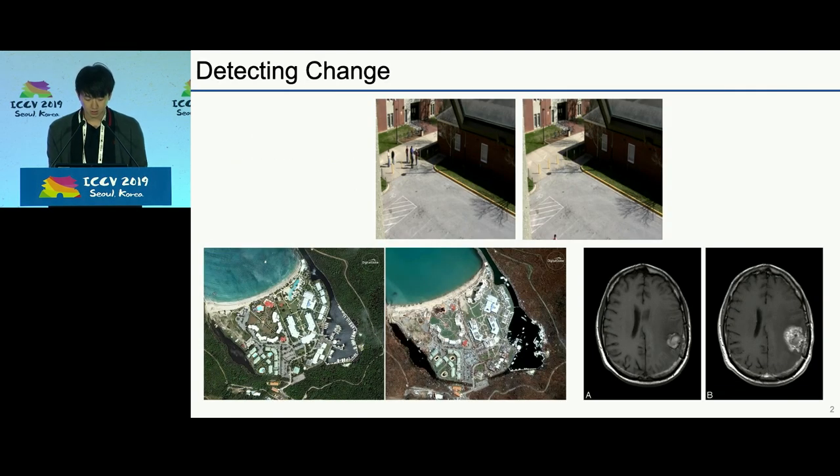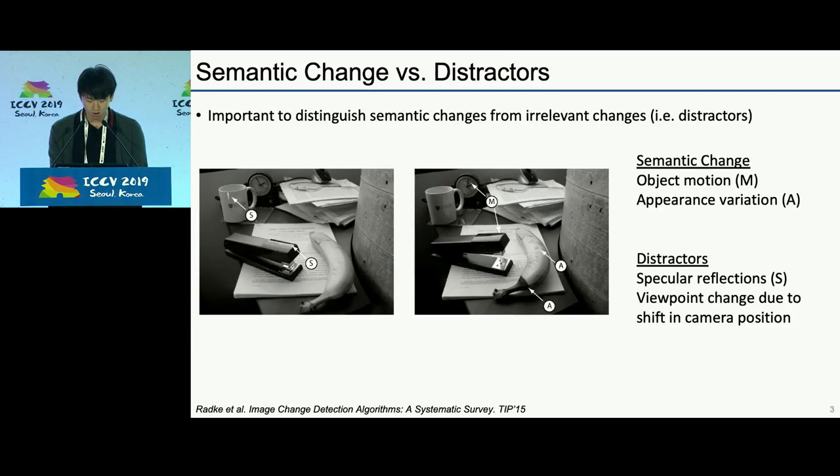Detecting change is an extremely valuable and unique form of intelligence. We rely on such intelligence to do a variety of tasks, including surveillance, damage analysis after a natural disaster, and medical diagnosis. However, not all changes are semantically meaningful. It is important to distinguish between semantic change and irrelevant change, or what we call distractors. Semantic change may involve object motion or appearance variation, whereas a distractor may involve specular reflection or viewpoint shift.